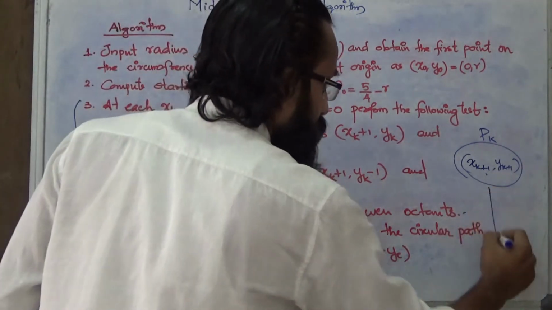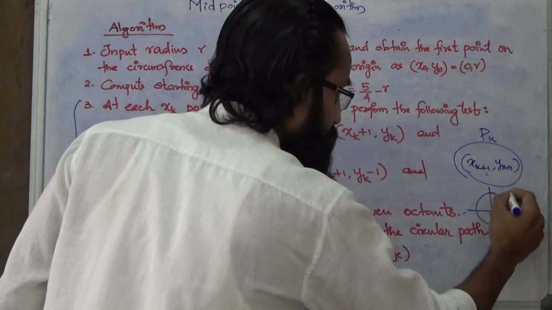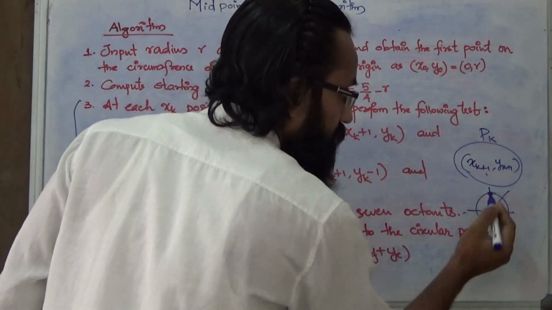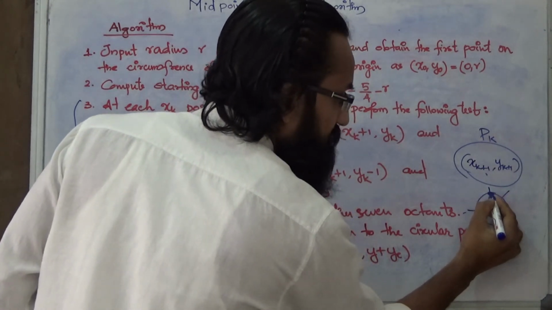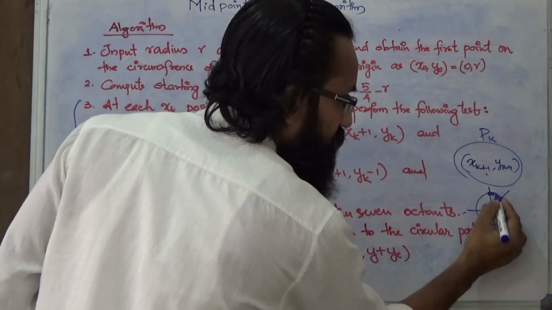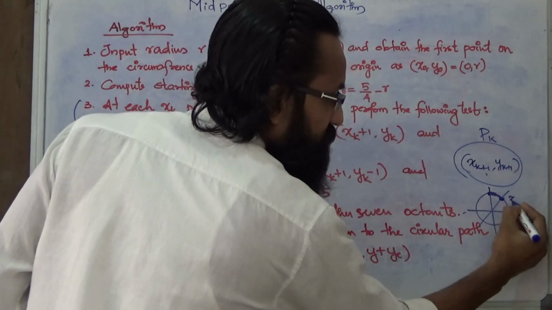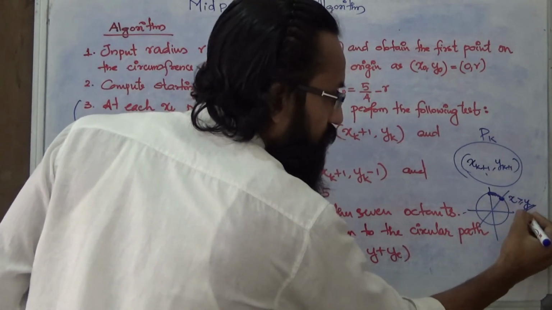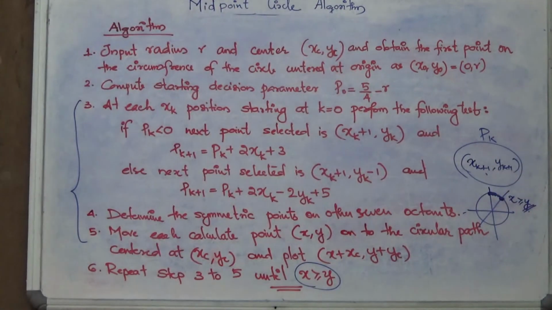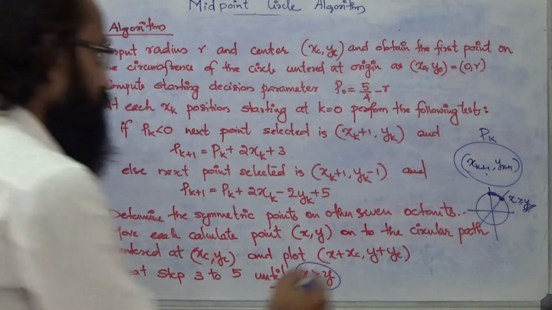So I have mentioned it earlier. If you consider this particular octant, you have to determine the point starting from this point until you reach this point on the circumference of circle. When you reach this point, x value will be greater than or equal to y value. So that's it.